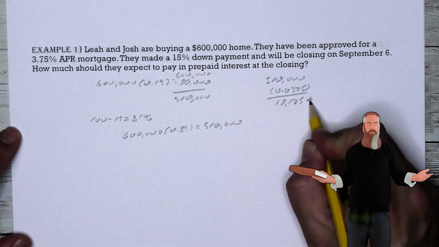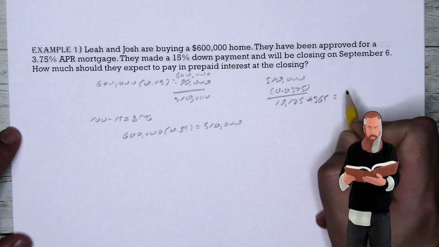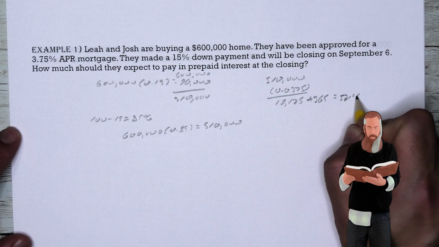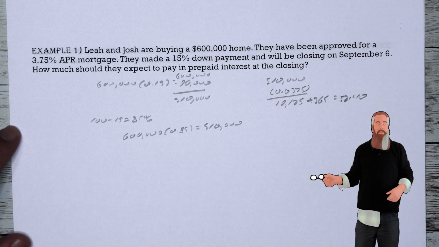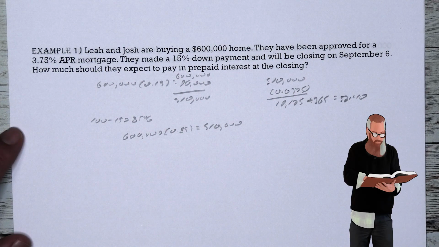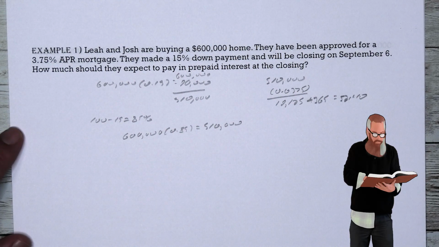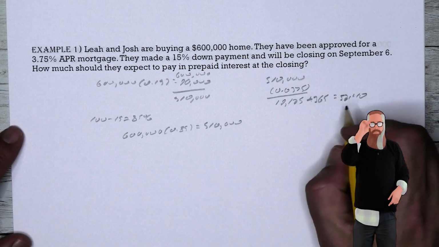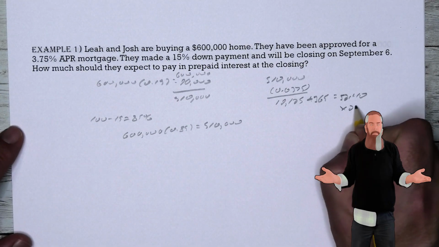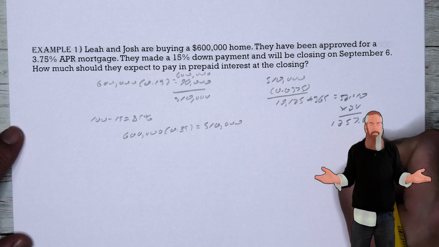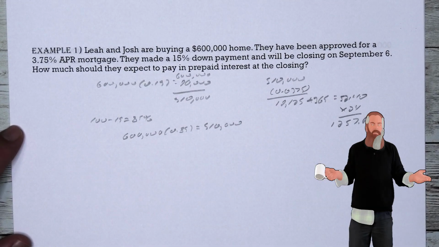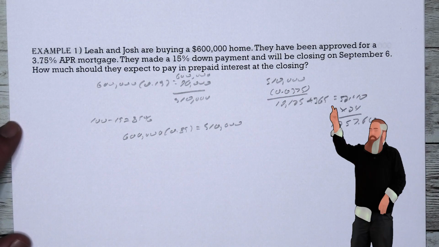If we divide that by 365, we get $52.40. So it's going to cost $52.40 in interest per day. Now, we're going to multiply the daily interest by the number of days to be prepaid, which is 24. This is going to give us $1,257.60. So Josh and Leah will owe $1,257.60 in prepaid interest for the remainder of September.